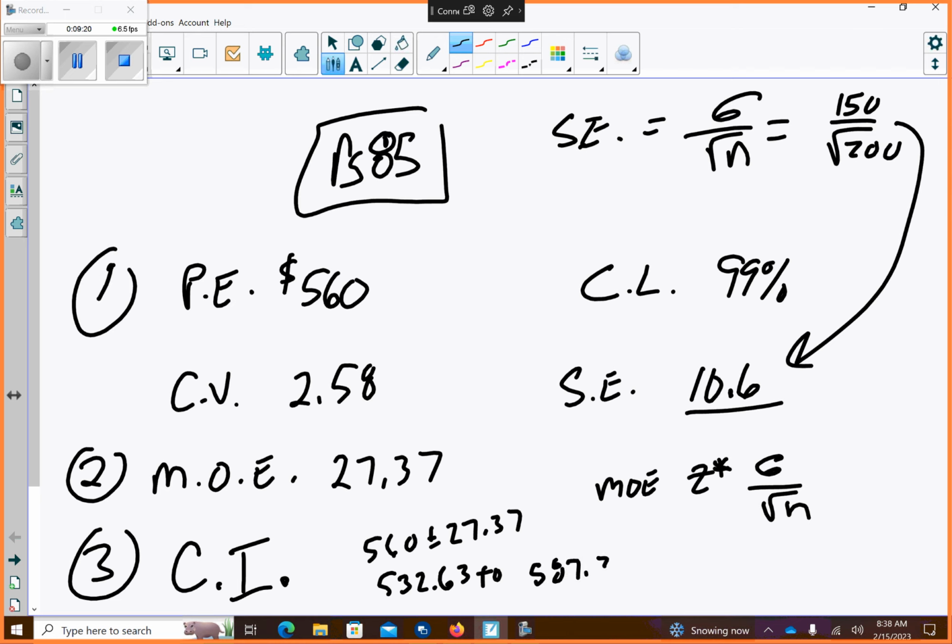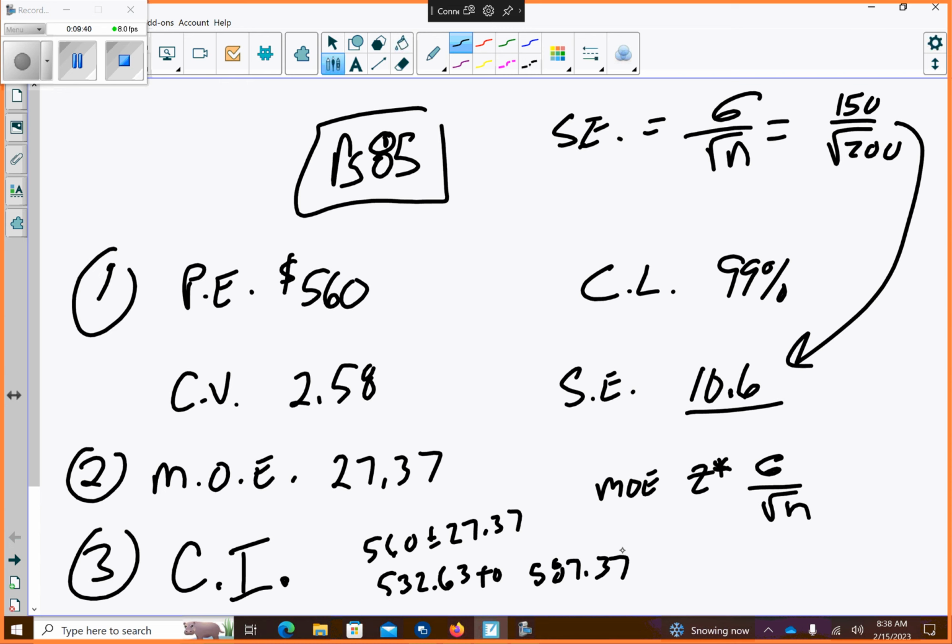587.37. And so we are 99% confident that the average spent on textbooks would be between $532.63 to $587.37.